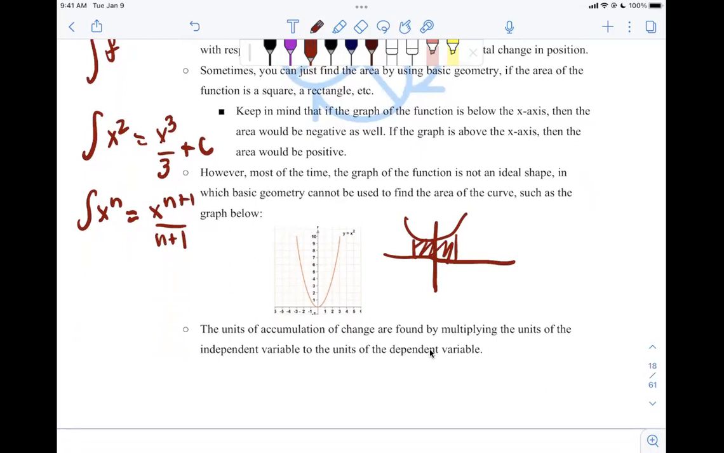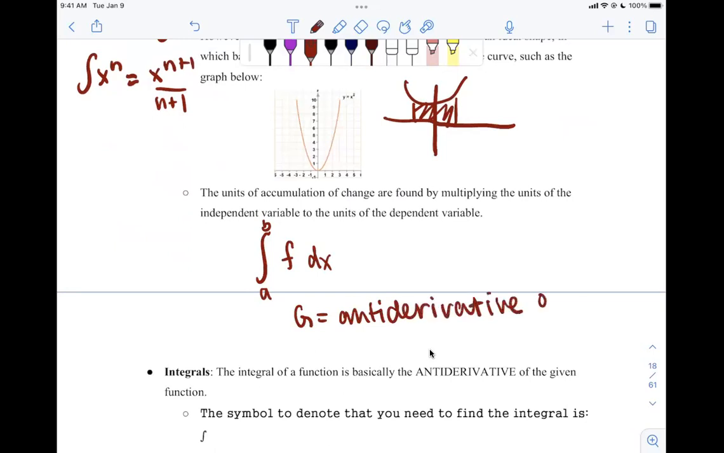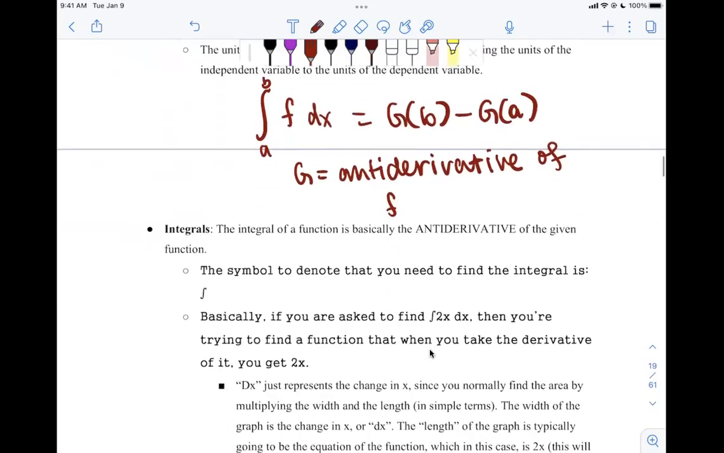So say we have some function. f is some function, and we want the area under the curve of f from a to b. Then what we're going to do is find an antiderivative. Say g is an antiderivative of f. And then this integral equals g of b minus g of a. It's super useful. Let's do a quick example just to see that.